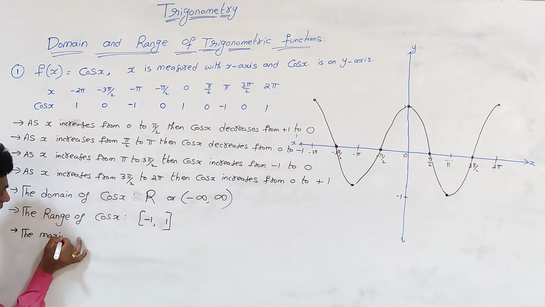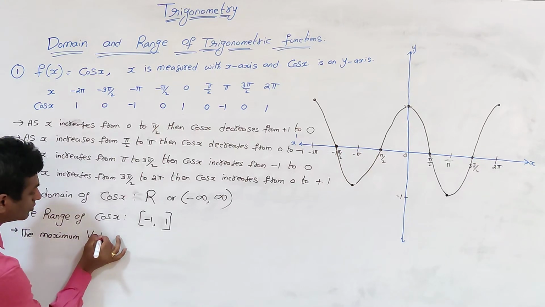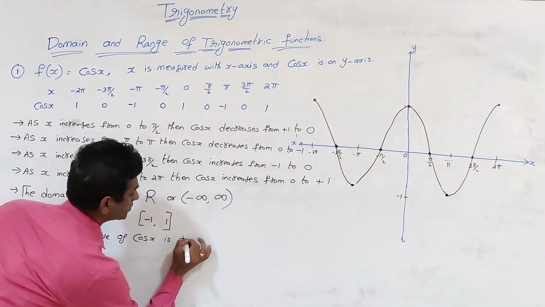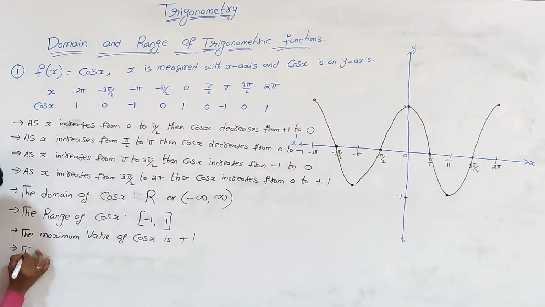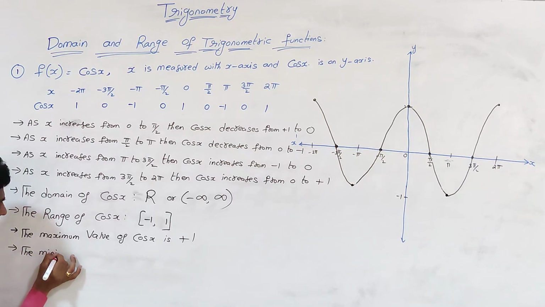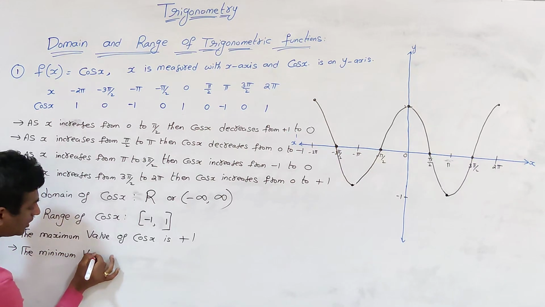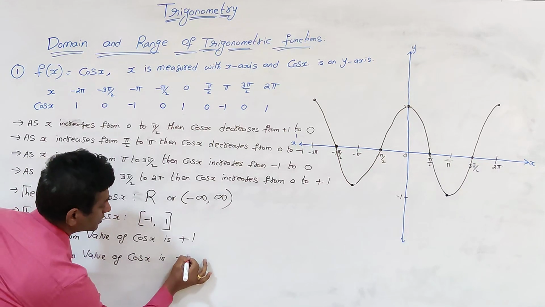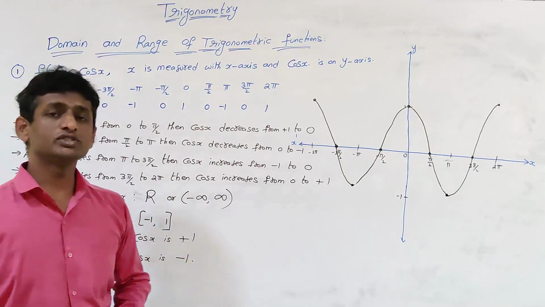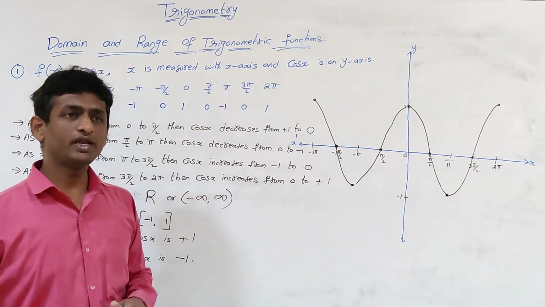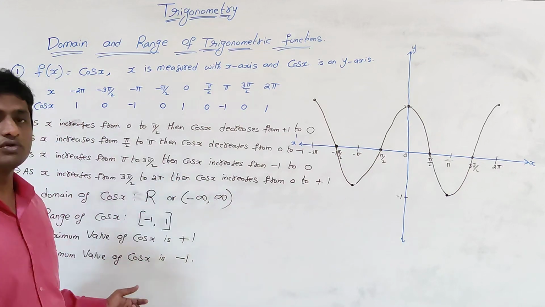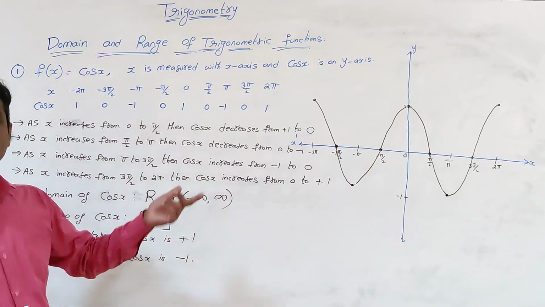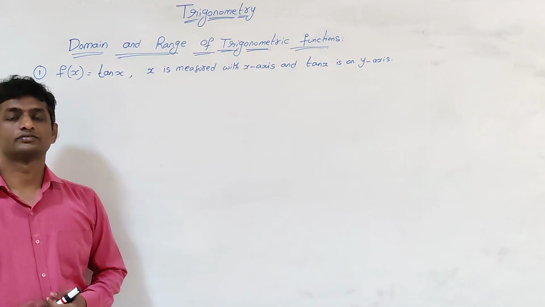The maximum value of cos x is plus 1. The minimum value of cos x is minus 1. So these are the variations of cos x. And we have seen the domain and range of cos x, and the maximum and minimum of cos x. Next, we'll go for one more trigonometric function, that is tan x.